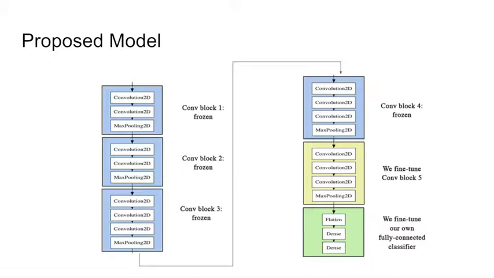So this is the overview of the proposed model. We have 5 blocks of convolutional layers, which is coming from VGG16, and on top we have our fully connected layer.